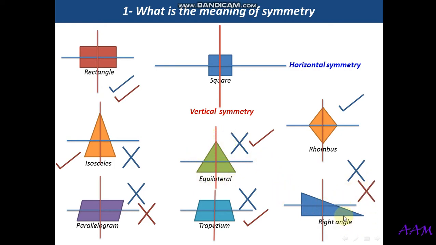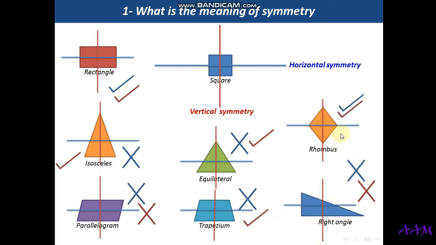What about this one? Again, no. If you cut it in half, this side doesn't match this side. It's not a mirror, not a reflective picture of it, so there is no mirror here. So this side doesn't look like this one. There is no vertical. We say here there is no horizontal and no vertical symmetry for this right angle triangle.